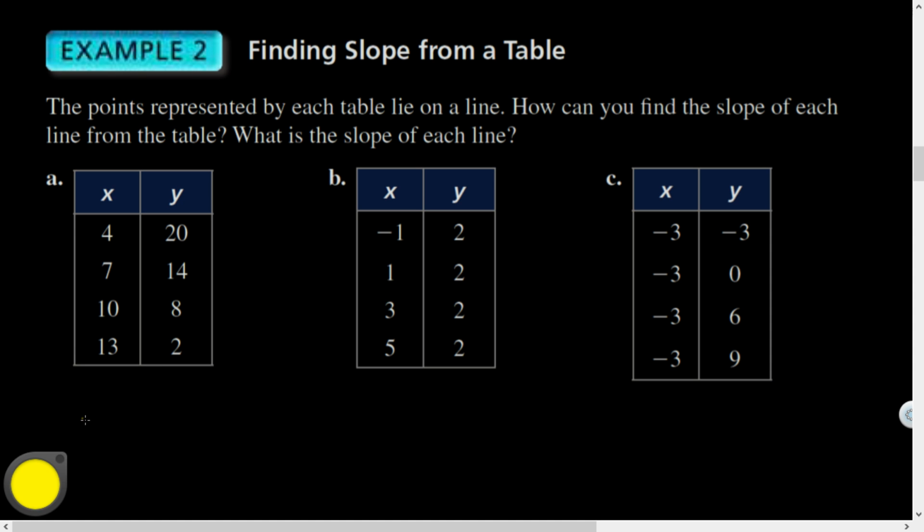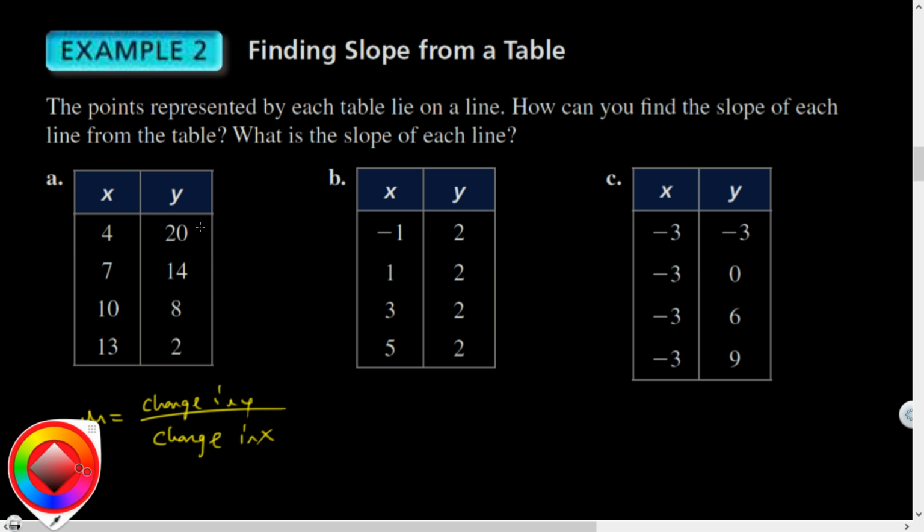Well, slope, remember, is change in y divided by change in x. Okay, so let's find the change in y. So for this, I'm going from 20 to 14. I'm going down by what number? Friends? To go from 20 to 14, what did I do? I subtracted.